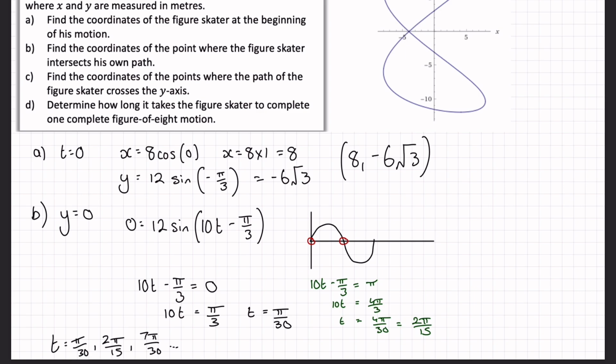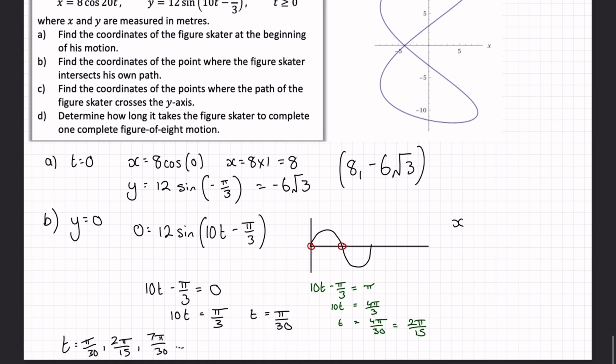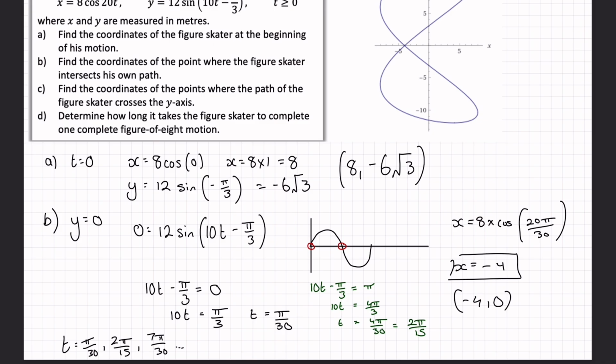So what's the x coordinate going to be? We can say that x equals 8 times cos, and we're doing 20 times pi over 30. That will simplify to 2/3. So x equals 8 cos of 2/3 pi. That gets me minus 0.5, times that by 8. So x equals minus 4. So that's our coordinate there. Lovely. Okay, that's part B.